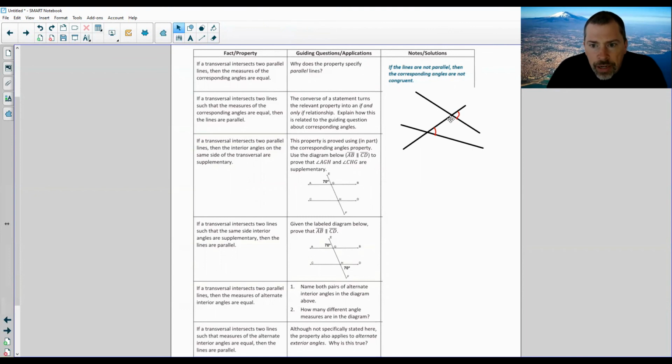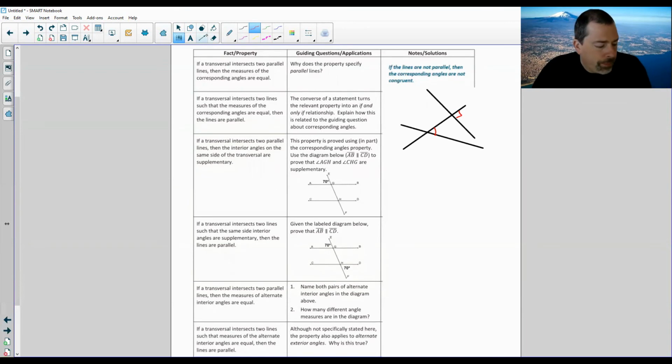And I can prove that by just rotating this. So if I made it perpendicular, okay, so now this angle is 90 degrees. This angle's obviously not 90 degrees, so therefore they're not parallel. Okay.